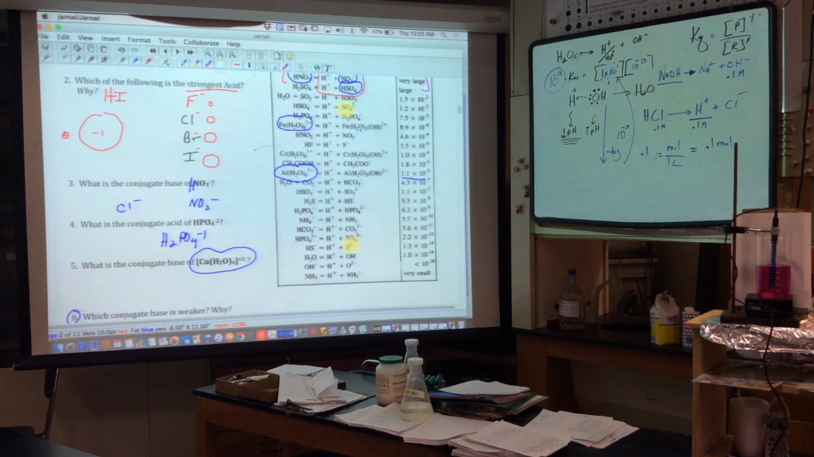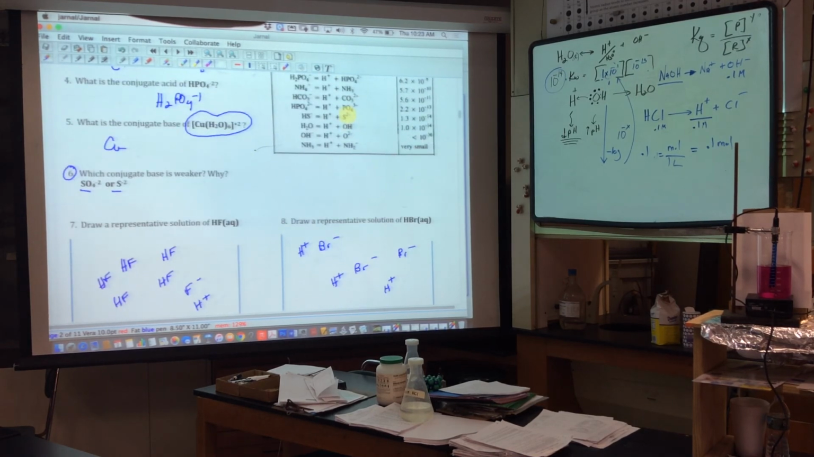I just drew it. What does it look like with one less H? It would be Cu(H2O)5OH, plus 1. It has a hydroxide, and the whole thing is +1.